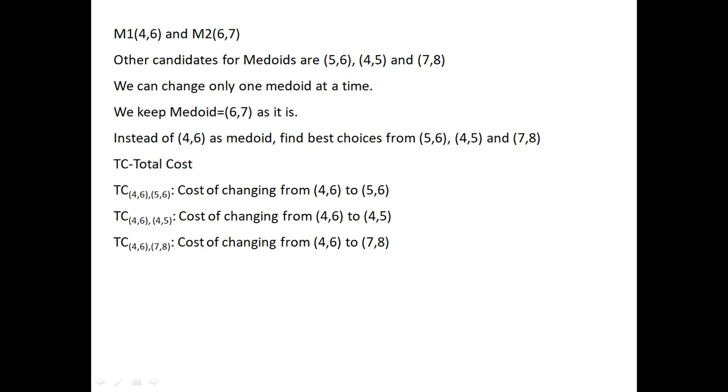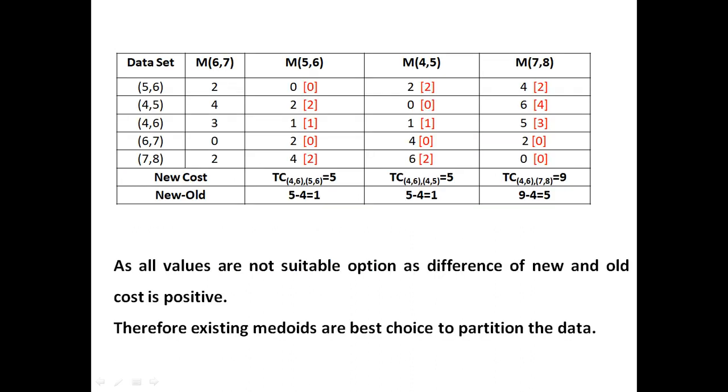So instead of 4, 6 as a Medoid, we will try with 5, 6, 4, 5 and 7, 8. Now we are again going to calculate the cost. That is, instead of 4, 6 Medoid we will keep 5, 6. Instead of 4, 6 we will keep 4, 5. And instead of 4, 6 we will keep 7, 8. Now this is again the data set.